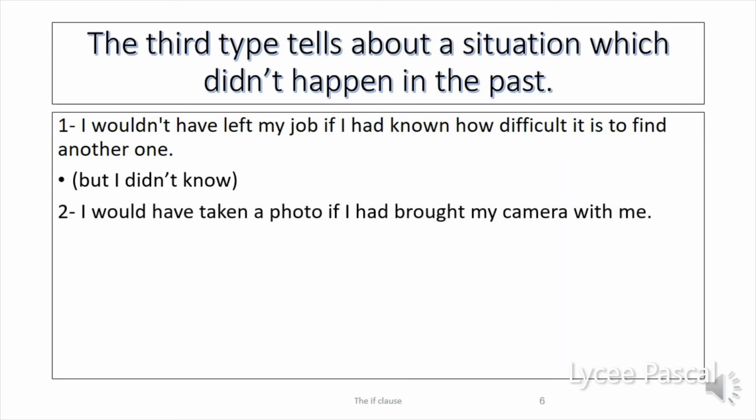Now we have another example. I would have taken a photo if I had brought my camera with me. We have would have plus past participle in the main clause. Had brought is in the past. It is in the affirmative. What is the true situation? I didn't bring my camera with me: simple past tense and negative. The condition is the opposite of the situation that happened in the past, but I cannot change it.